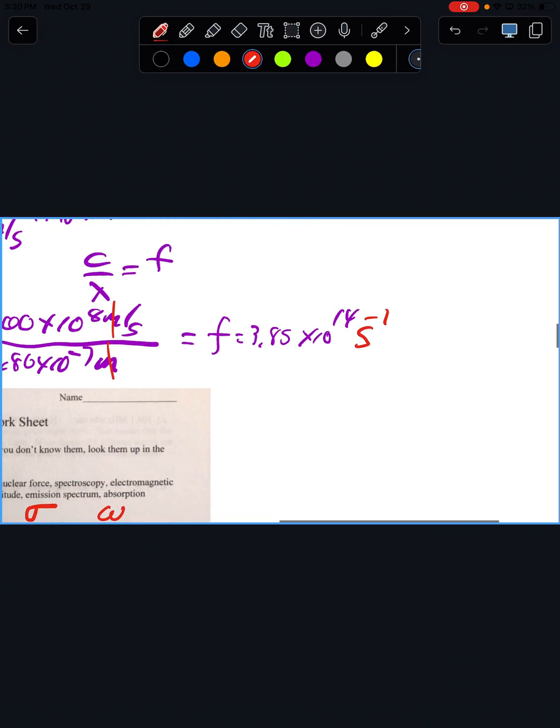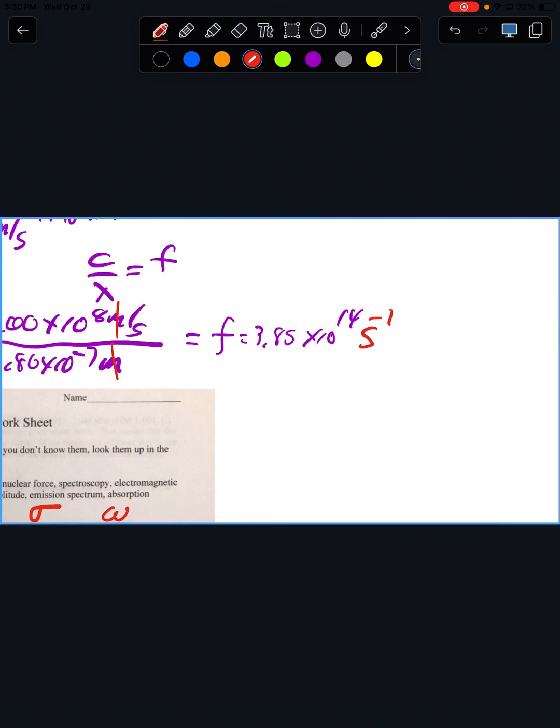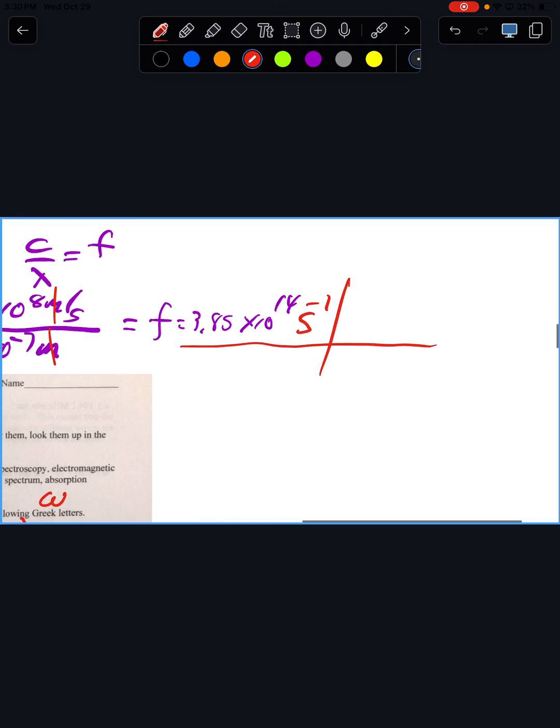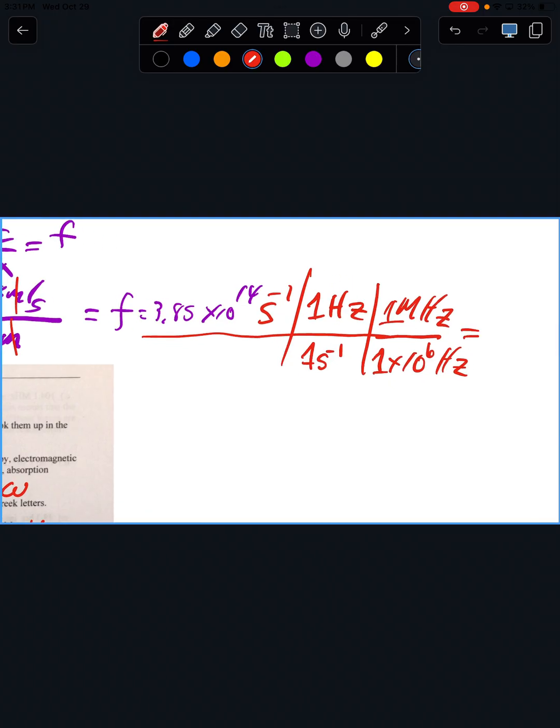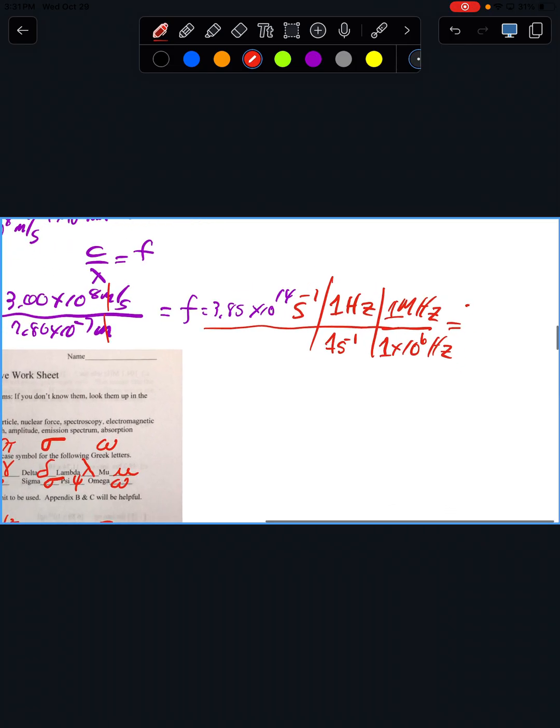Almost done. Let's convert that to megahertz. One inverse second is 1 hertz. 1 times 10 to the 6th hertz is 1 megahertz. So then that is 3.85 times 10 to the 8th megahertz.